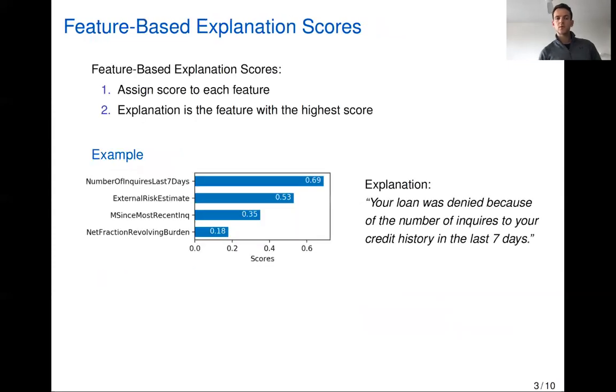Now, in this paper, we present feature-based explanation scores, which are very simple. They assign a score to each feature, and the explanation is given by the feature with the highest score. So in this example, the explanation would be your loan was denied because of the number of inquiries to your credit history in the last 7 days, which is the feature with the highest score on the left.